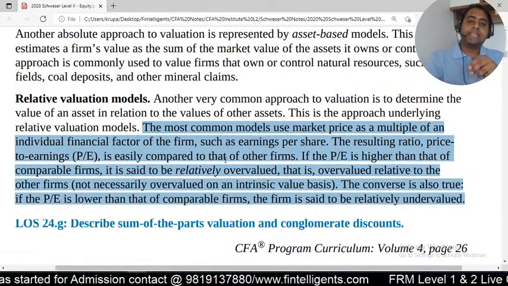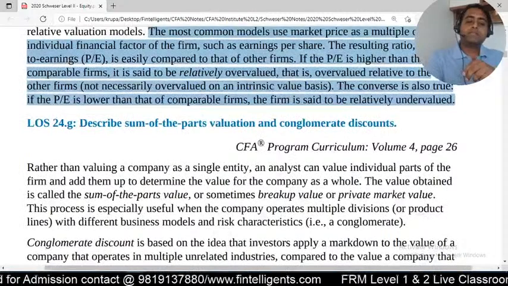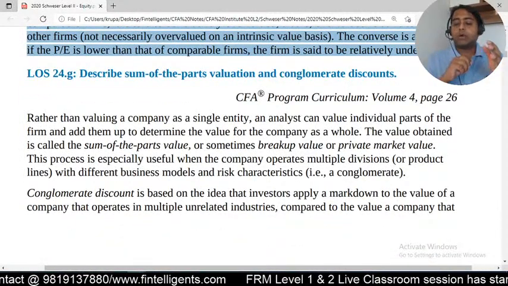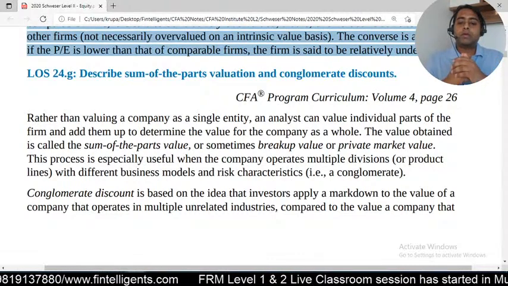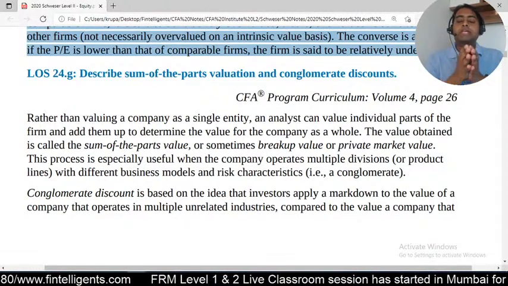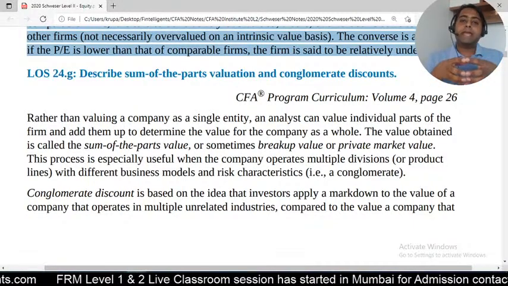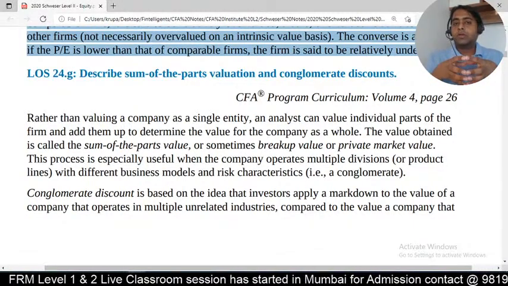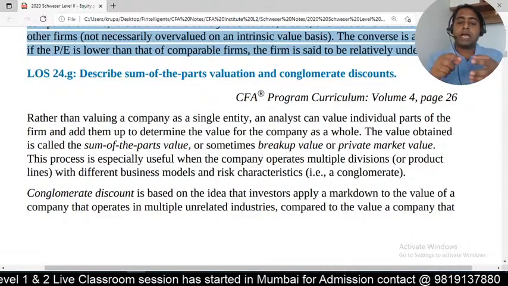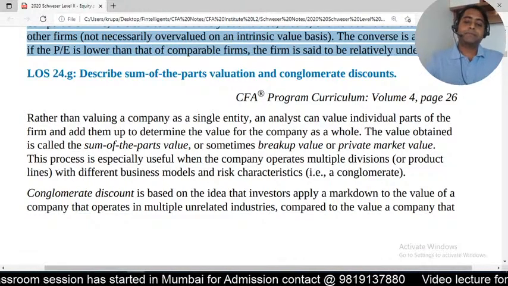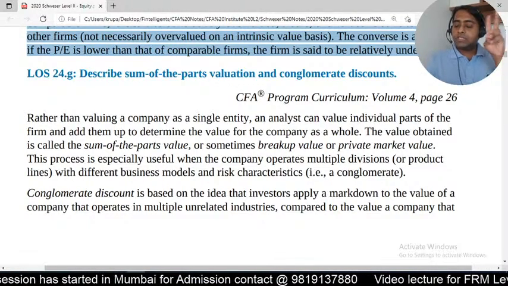Let us go towards the next section, which is the next learning objective, sum of the parts valuation and conglomerate discount. Okay, now what this logically means is that if suppose I don't sell my entire company as a single unit, I break that company and sell it separately. So that logic is being covered over here.